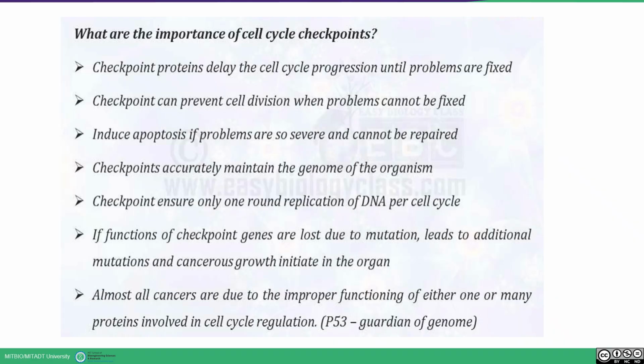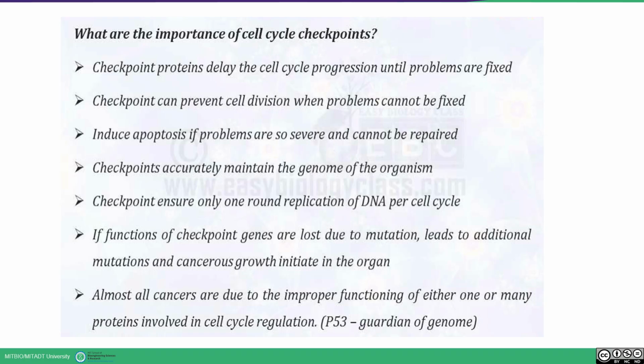Now, what is the importance of the cell cycle checkpoint? What we have learned in all these three checkpoints is that checkpoint proteins delay cell cycle progression until the problem is repaired or fixed. Checkpoints can prevent cell division when problems cannot be fixed, and can induce apoptosis if problems are so severe that they cannot be repaired. Checkpoints accurately maintain the genome of the organism.